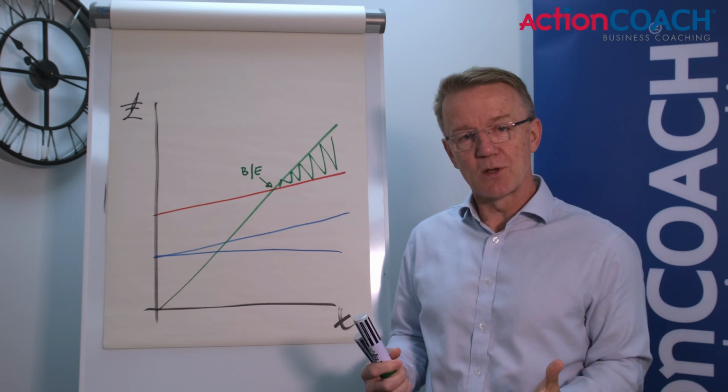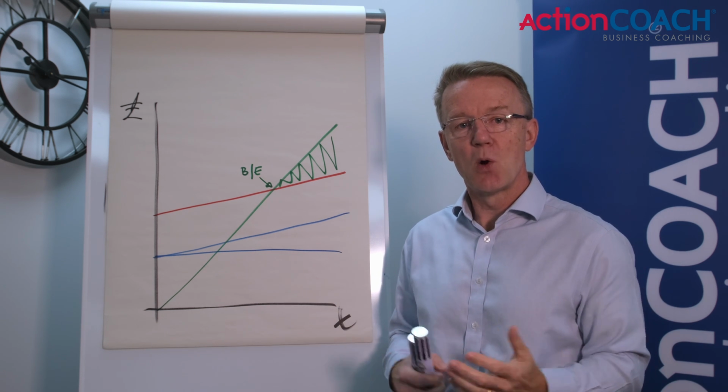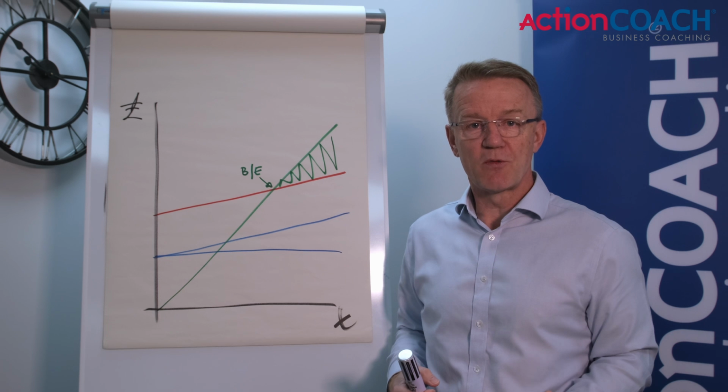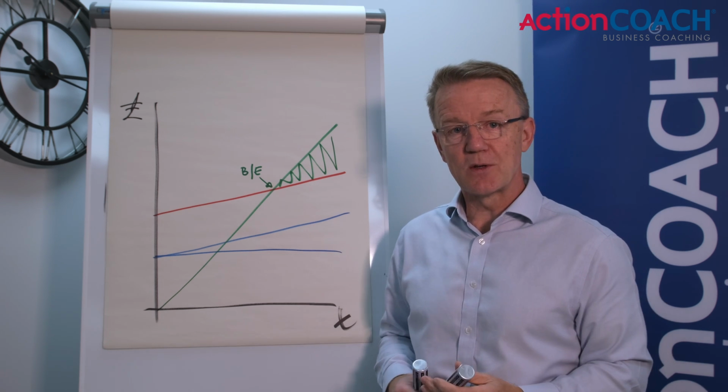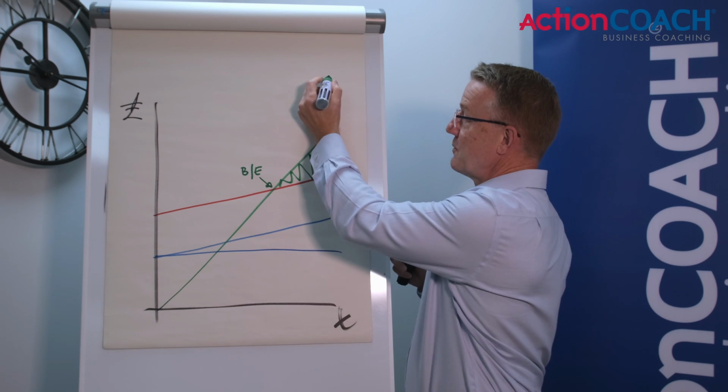So as a business owner, we need to be looking at this chart and thinking, what can we do to improve the profitability in our business? There's a couple of things that might stand out to you straight away. One is sell more stuff.